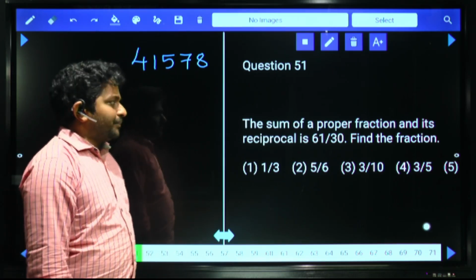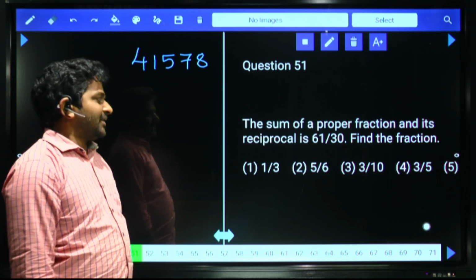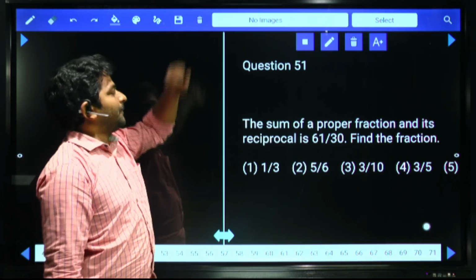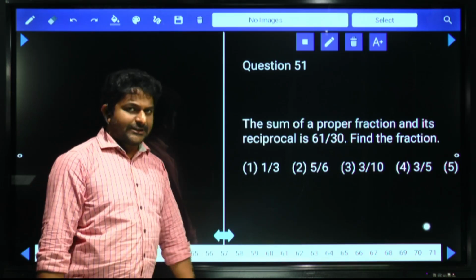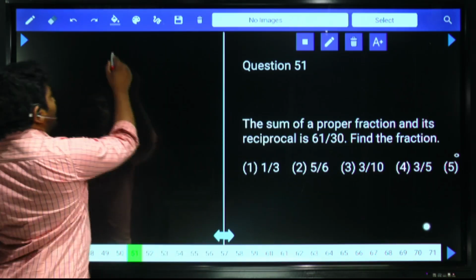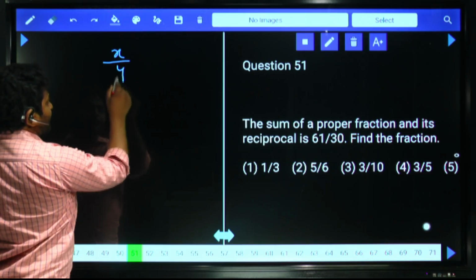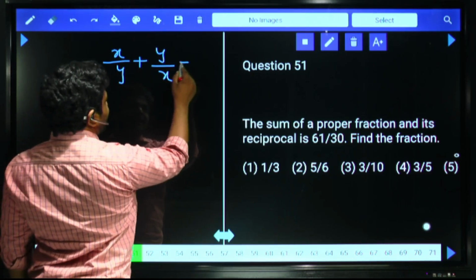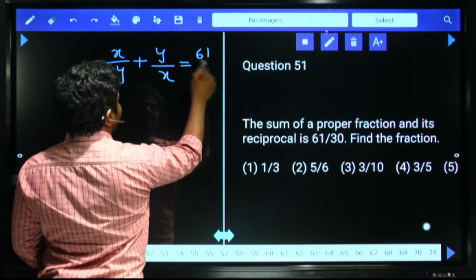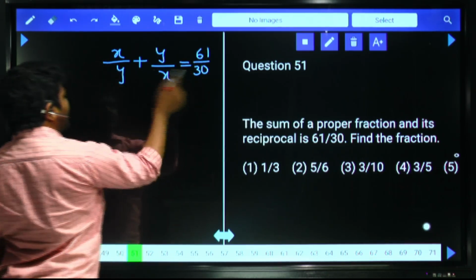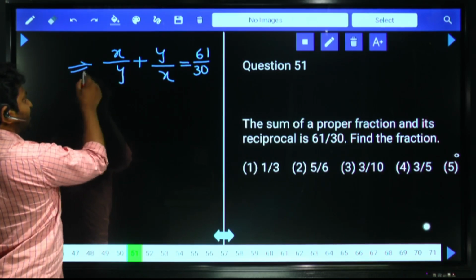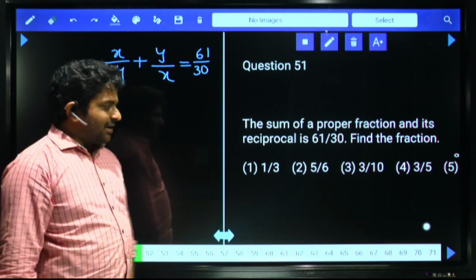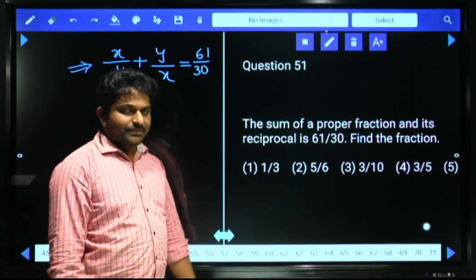The sum of a proper fraction and its reciprocal is 61 by 30. Find the fraction. Okay, now there are multiple ways here. If the original fraction is x by y, the inverse of it is y by x, and the sum is given as 61 by 30. Solving the equation and getting the answer of x and then y separately, that is one way. The other way is verifying it from options.